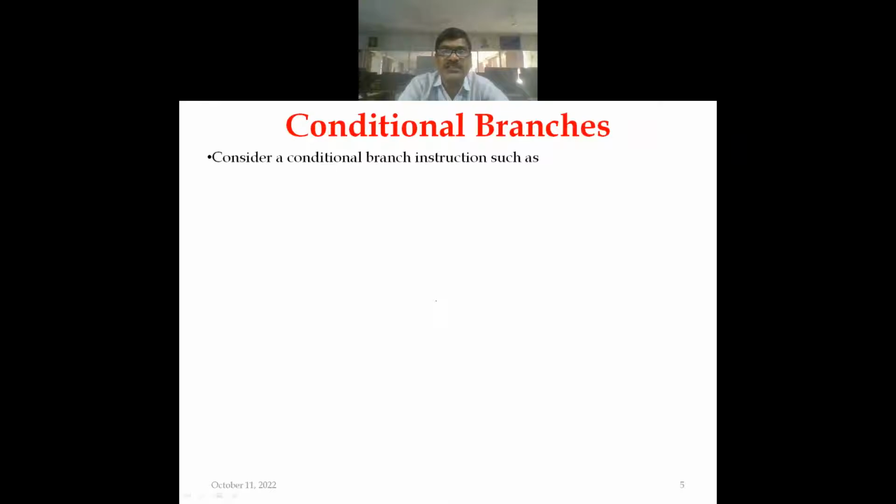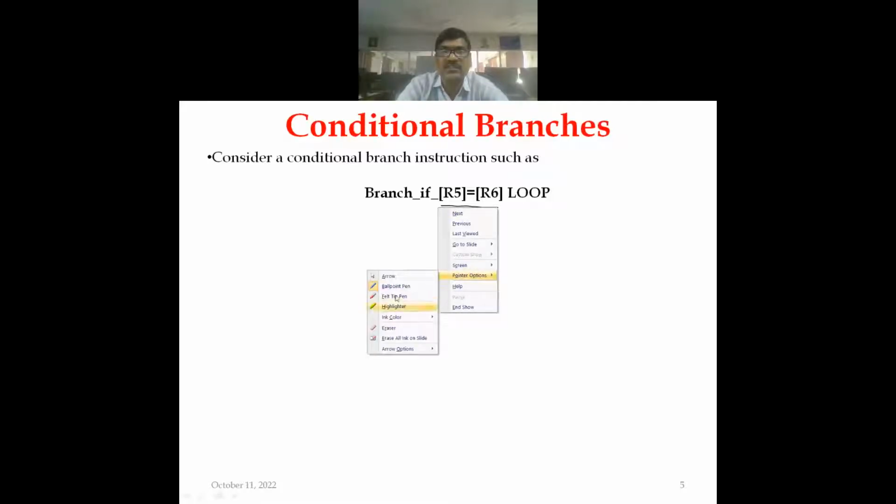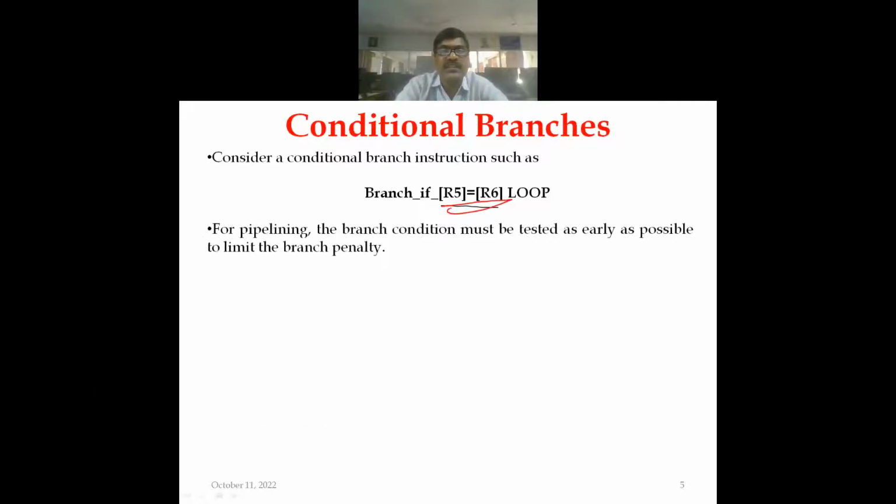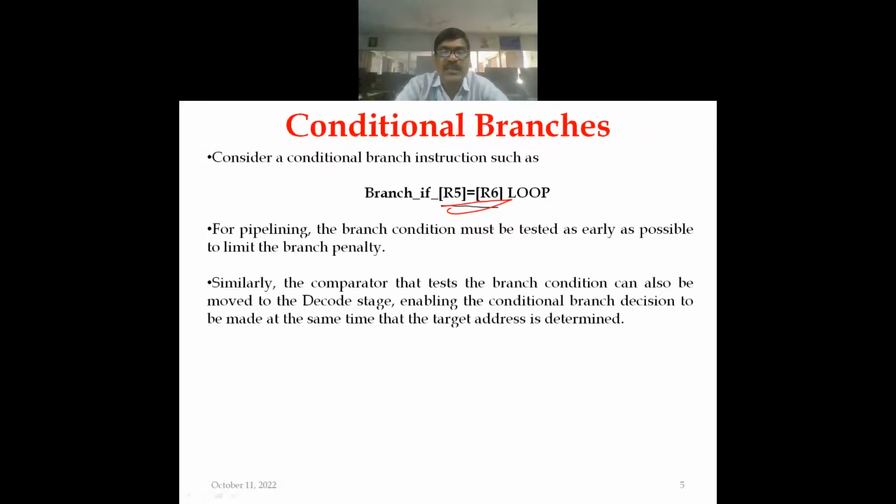Coming to the second type of branching statements, which we call conditional branching statements, let us consider a branch statement like this: branch if contents of R5 is equal to contents of R6, then go to this loop. This is an example of conditional branching. For pipelining, the branch condition must be tested as early as possible to limit the branch penalty. Similarly, the comparator that tests the branch condition can also be moved to the decode stage.